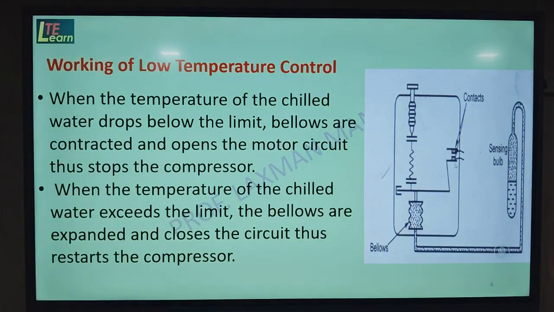When the temperature of the chilled water exceeds the limit, pressure develops in the bellows, because the temperature at the sensing point increases. Because of its low boiling point, the substance evaporates inside the sensing bulb and its pressure increases. This pressure is sensed by the bellow. The bellow expands, and the expanded bellow moves the plate upward and closes the circuit, and thus restarts the compressor.